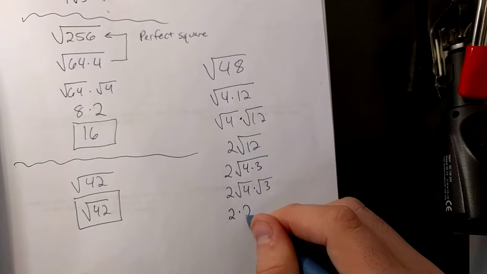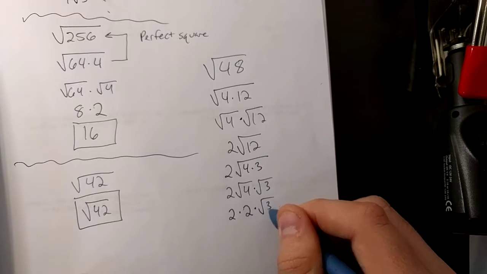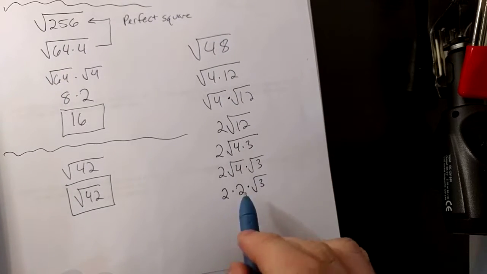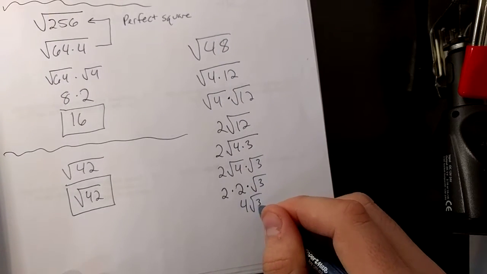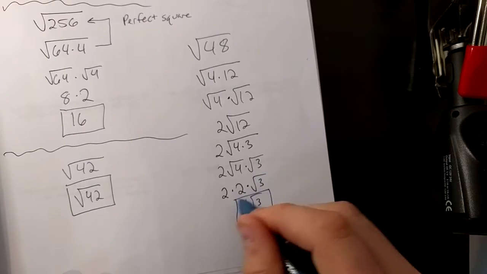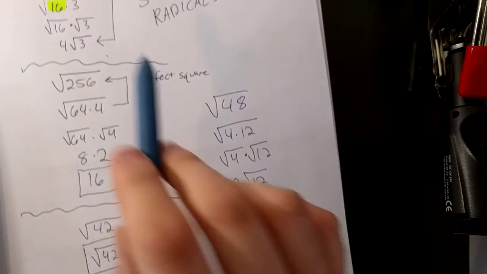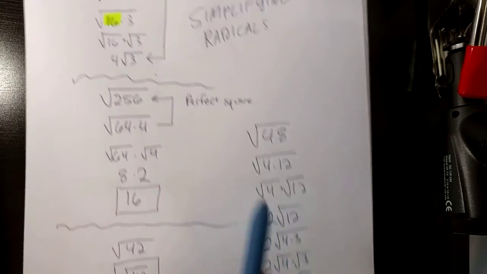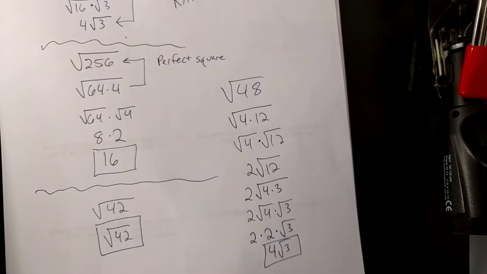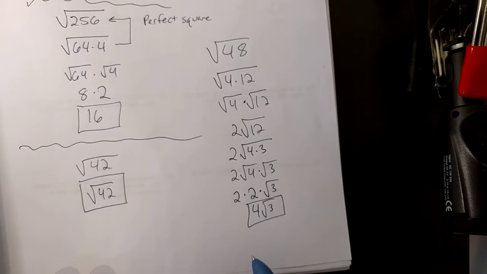Square root of 4 becomes 2. And lastly, 2 times 2 is 4. And 4 root 3 is your final answer. Notice how it's the same as your original problem here, 4 root 3. It doesn't matter if you choose the largest or the smallest, but the largest perfect square choice in the beginning yields less steps. The smaller choices yield more steps.